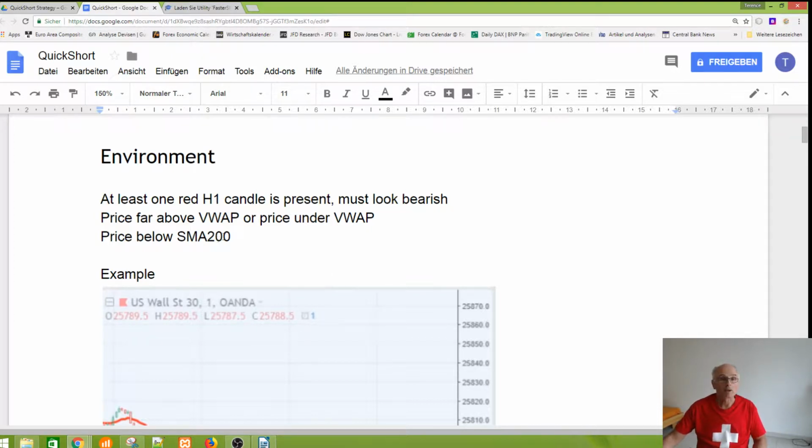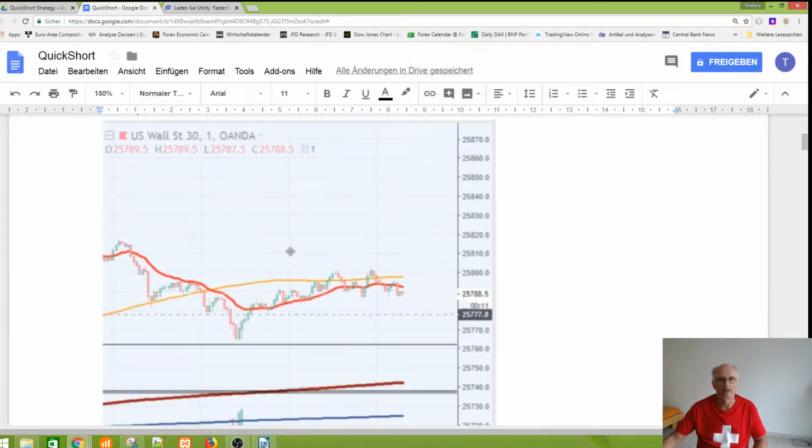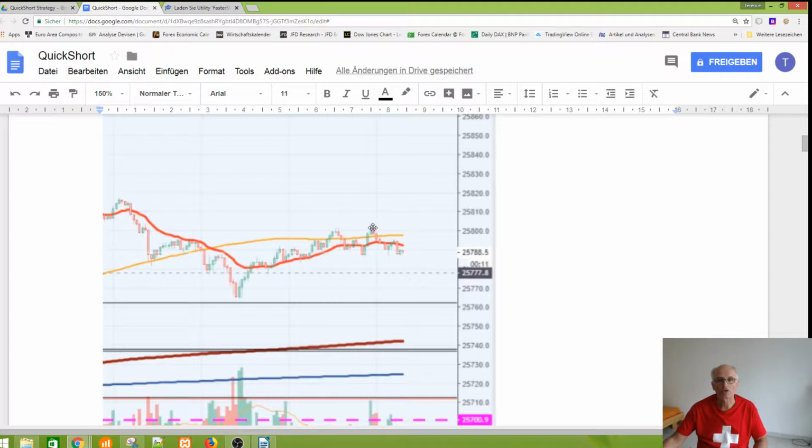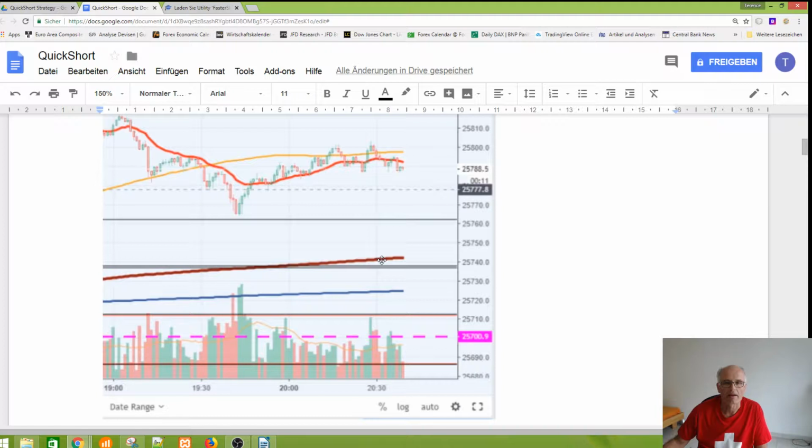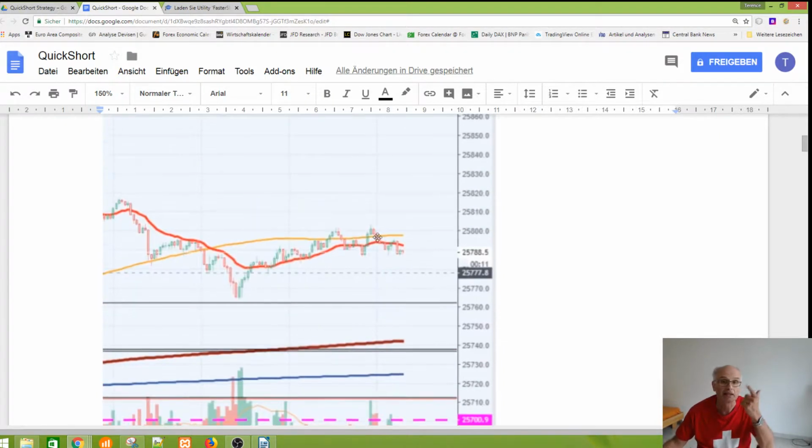And what is a good price? Below the SMA 200. Here the orange line is the SMA 200, and here is the SMA 20, and it is good. These points are good shorting entries near the SMA, simple moving average 200. And here we have the EMA 1000. It's far down because in this situation the Dow Jones made 100 points up.